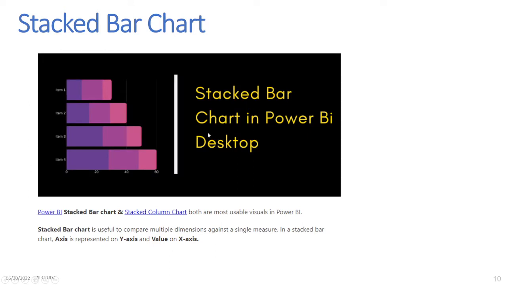The next we have the stack bar chart. Power BI stack bar chart and stack column chart are both among the most usable visuals in Power BI. Stack bar chart is useful to compare multiple dimensions against a single measure. In a stack bar chart, axis is represented on the y-axis, so the reverse of a column chart, and value on the x-axis.